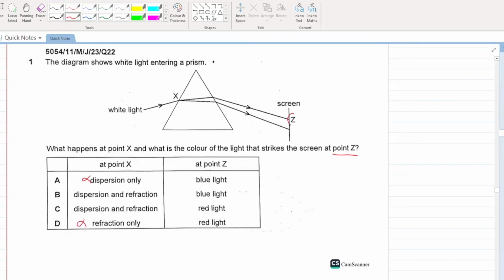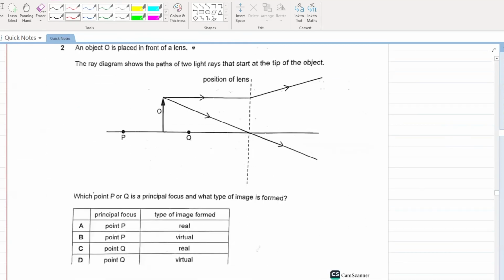At point Z, you will see the light that bends the least. Which is that color? That color is red. C is your answer. Let's further move ahead.